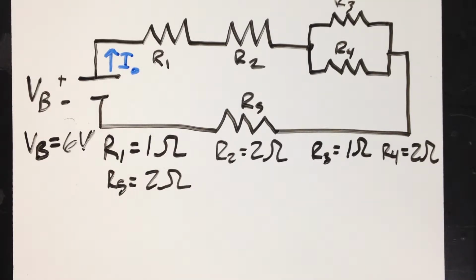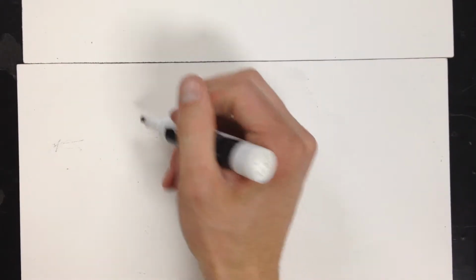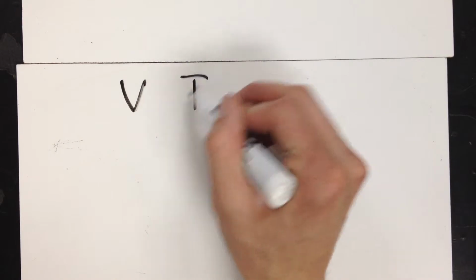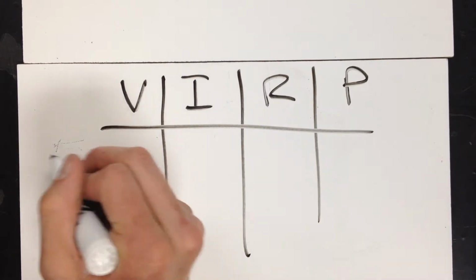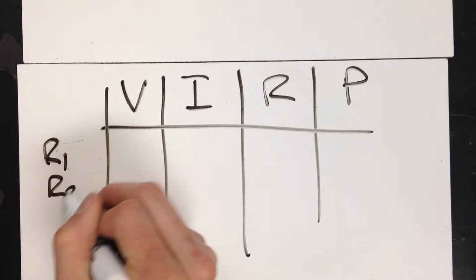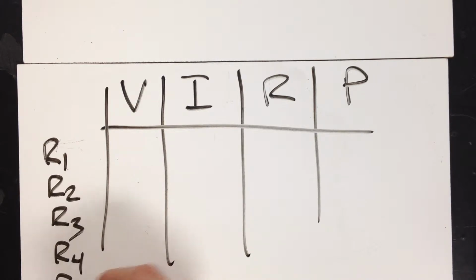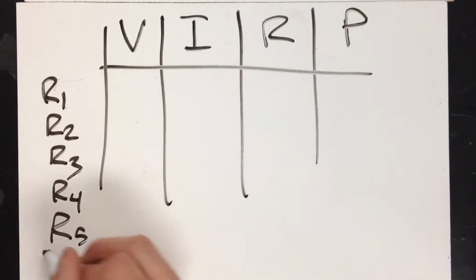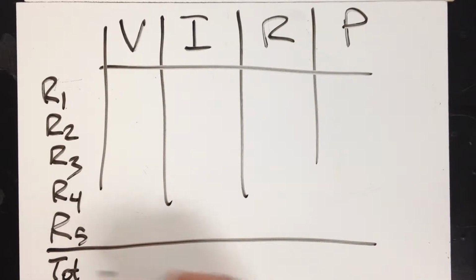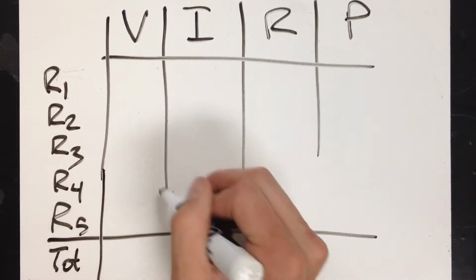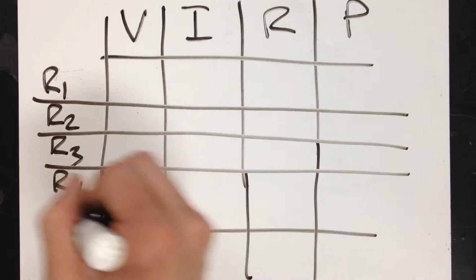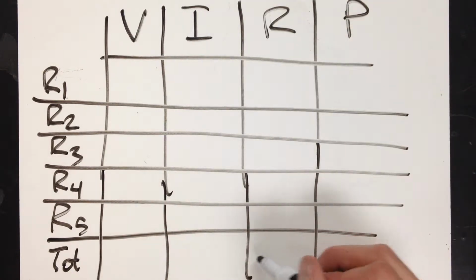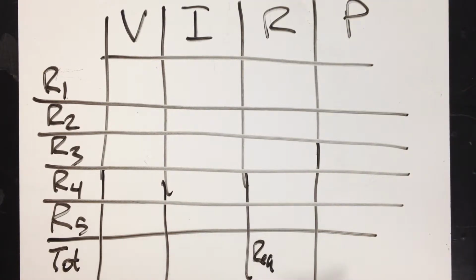So let's go about making our VCRP table. Now by VCRP table, here's what I mean. I mean voltage, current, resistance, and power. And our rows are going to be the individual resistors, and then I'm going to have this total down here at the bottom. Now, by total, I mean the entire circuit. So for total, this would be R equivalent for the entire circuit.